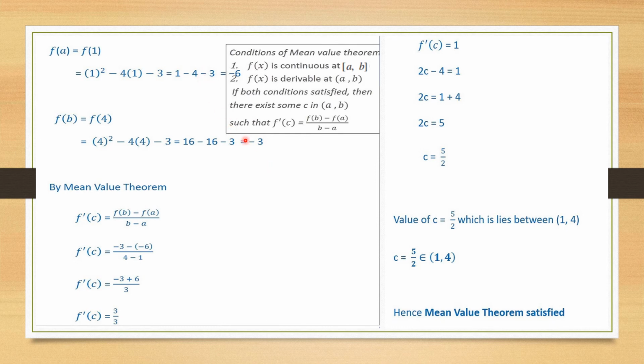So both are not equal, hence all conditions of the mean value theorem are satisfied. That means f dash c is equal to f of b minus f of a upon b minus a. So f of b is minus 3 minus of minus 6 upon 4 minus 1, and we get f dash c as 1. So f dash c is 1 and f dash c is 2c minus 4, from where we get c as 5 by 2. And this is lying in the open interval 1, 4. That means c equal to 5 by 2 belongs to the open interval 1, 4. That means the mean value theorem is satisfied.